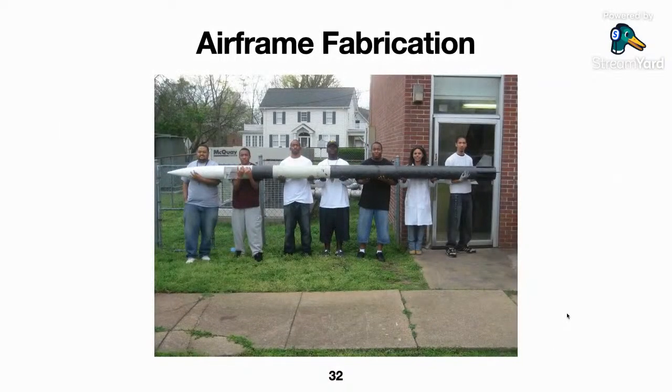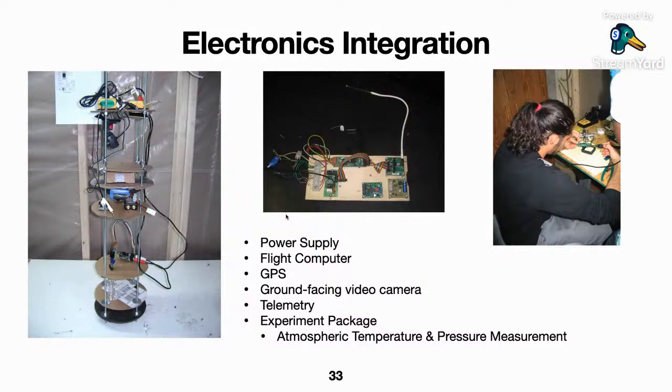So after we fabricated it, this was our largest rocket we ever made. This was 18 inches in diameter and roughly 20 feet long. This is a very big rocket and pretty ambitious to do. So then we needed to integrate our electronics package into the rocket. This is all of our electronics. This was a mock-up. So this is actually pieces of cardboard.